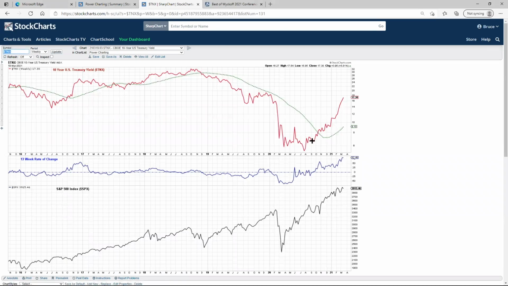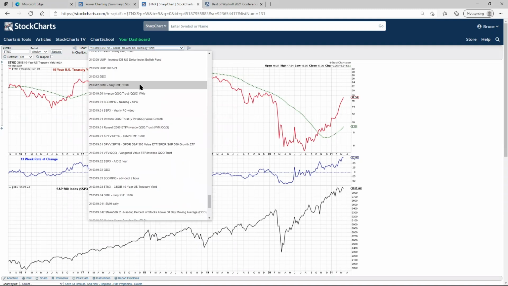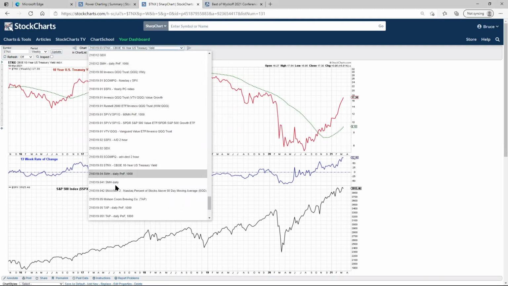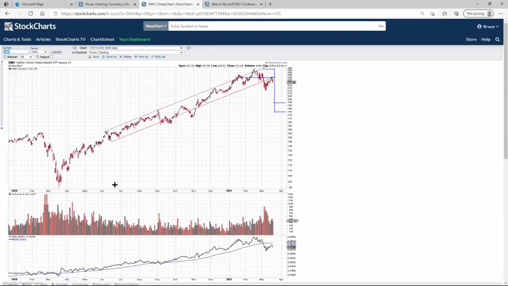And this is the Treasury yield chart that we just looked at, so we don't need to look at that again. This is interesting. This is the VanEck Vectors Semiconductor ETF, SMH. Beautiful upward channel since the middle of last year, became overbought and thrust over twice here at the top of the channel, just as the market had. Look at this breakdown out of the channel that came very quickly.